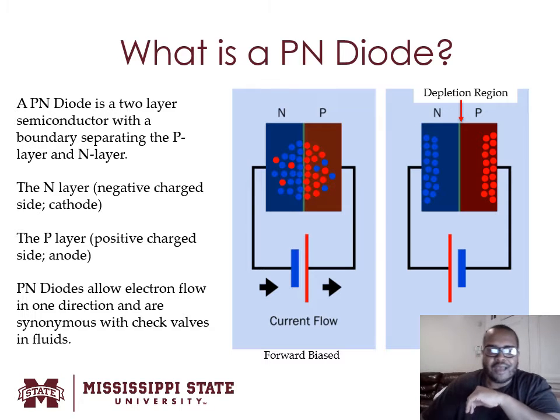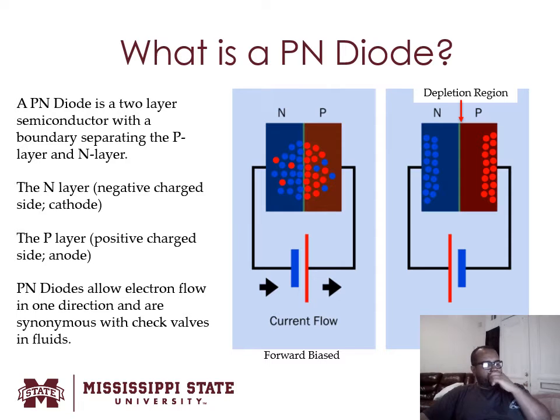So what is a PN diode? A PN diode is a two-layer semiconductor with the boundary separating the P layer and the N layer. The N layer is the cathode, with negative charge, and the P layer is the positive charge anode. PN diodes allow electrons to flow in one direction and are synonymous with check valves in fluids.